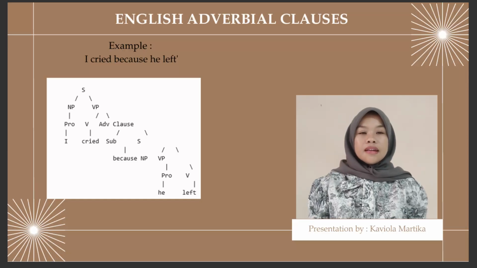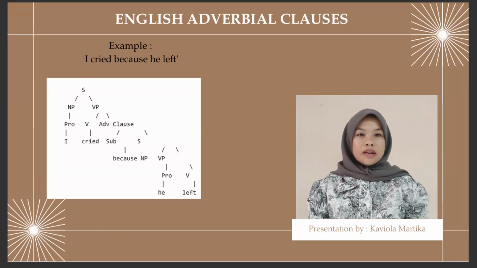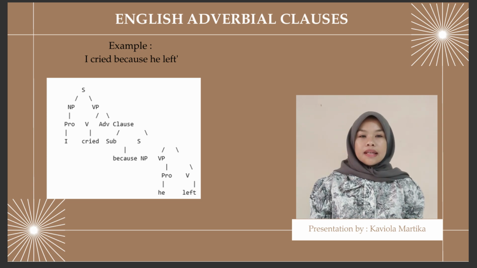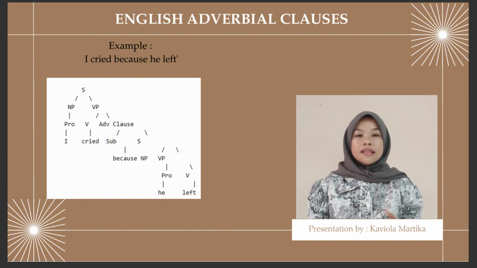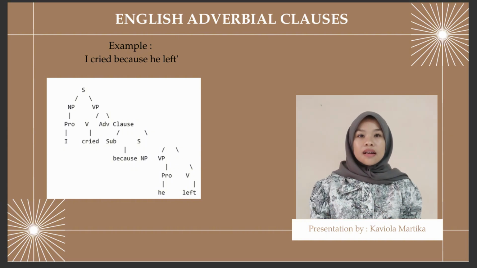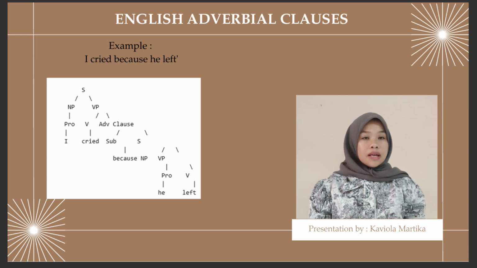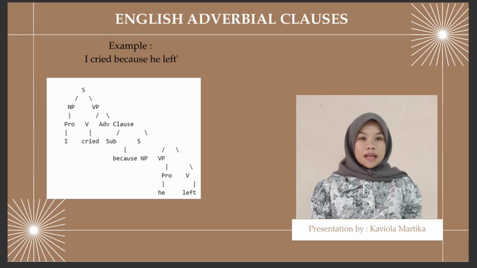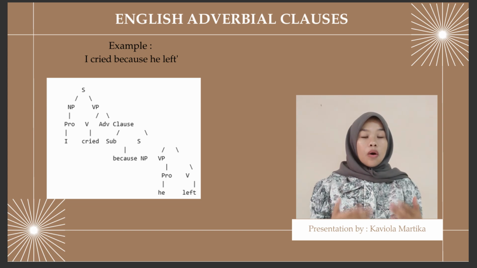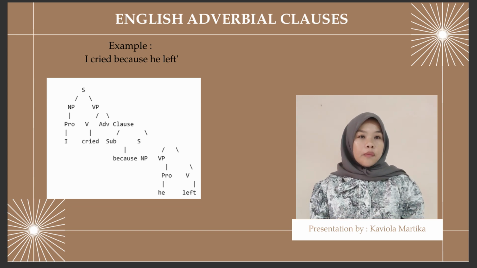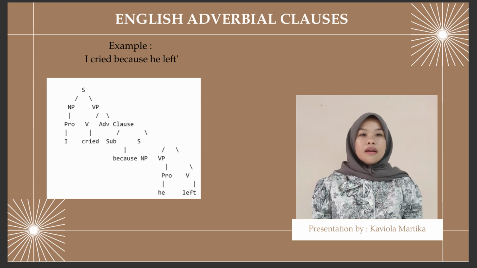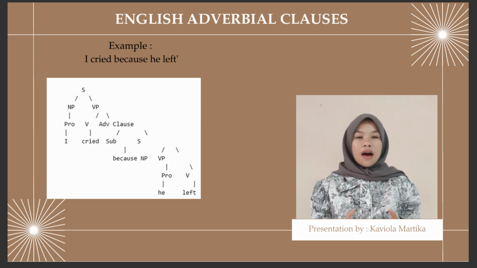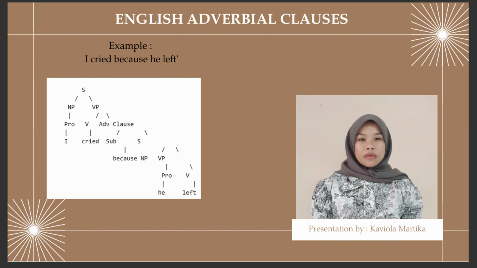phrase. And the tree diagram of English adverbial clauses. The sentence is: I cried because he left. This diagram helps us understand the sentence structure better. First, we start from the top node, which is sentence. This sentence consists of two main parts, noun phrase and verb phrase. The noun phrase here is "I", which is a pronoun.